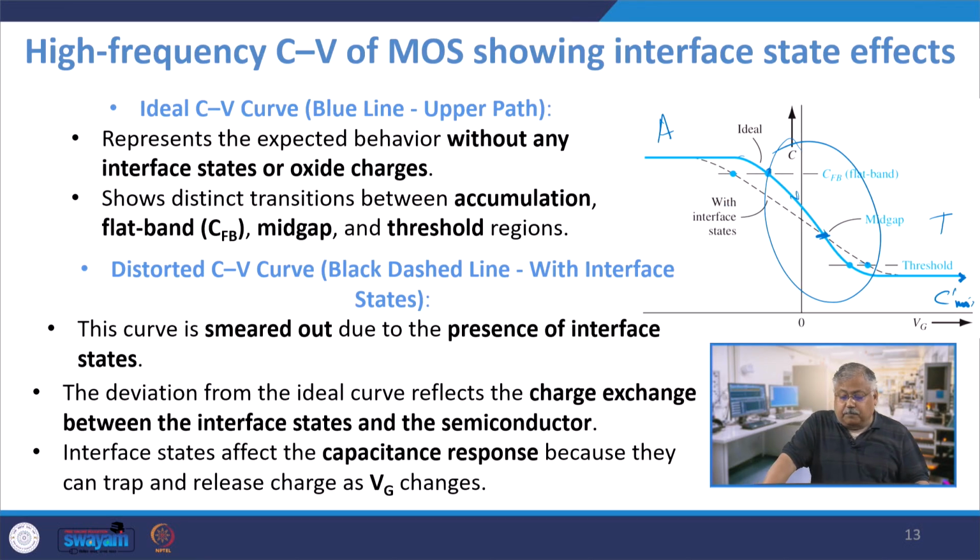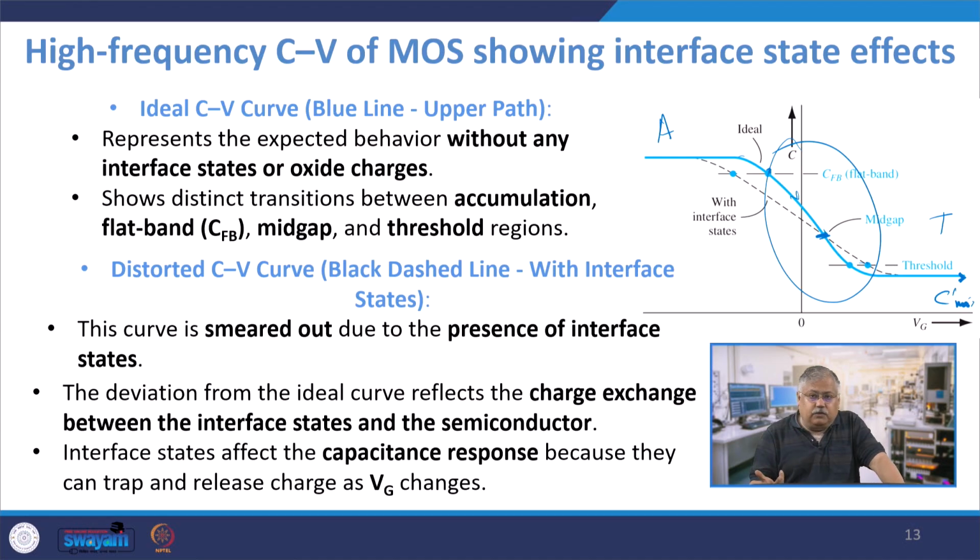Let us look at the black dashed line, and this is basically the distorted CV characteristics which we see, right. This is the distorted one with interface states. So, the first one was without interface, now it is with interface. Quite interestingly, if you look at the very important fact, with interface states at accumulation, the capacitance effectively falls down, and beyond inversion mid gap it increases.